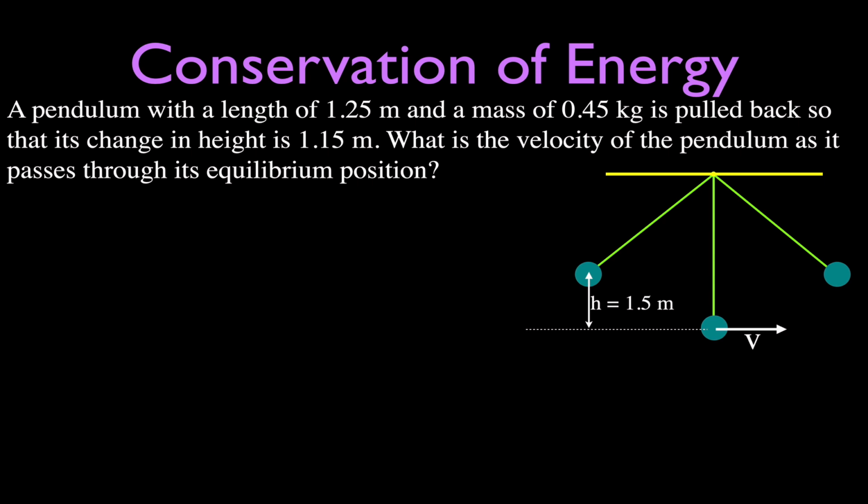Now, as I said, we're going to use conservation of energy because we know that at any point in the swing of the pendulum the total mechanical energy is constant, and that the total mechanical energy can be found by adding the potential and the kinetic energy of the pendulum at any point in its swing. And that's what we call conservation of energy.